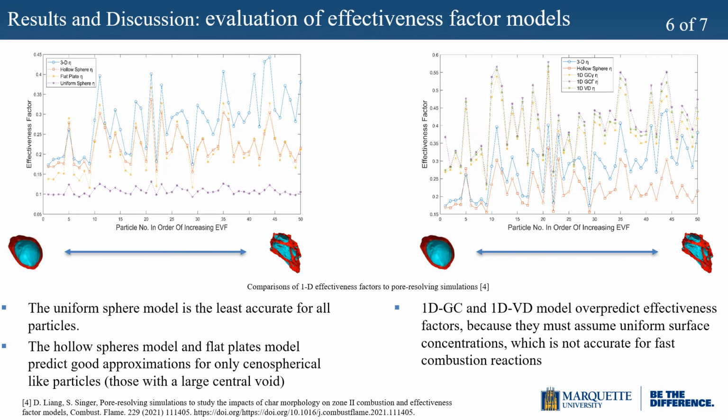In the following figures, the particles are arranged in increasing order of external void fraction. In this order, the most spherical particles are on the left side and the particles with network voids are on the right side. From the figures, the hollow sphere model and the flat plate model predict good approximations for only spherical-like particles, but more complex network-type particles require a new or modified effectiveness factor approach.